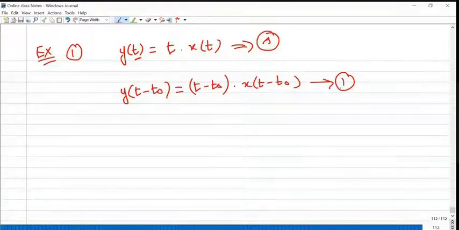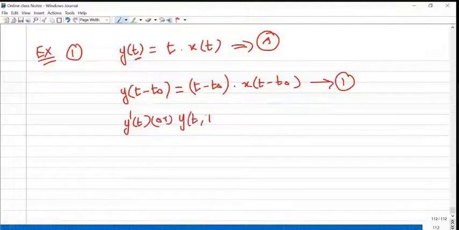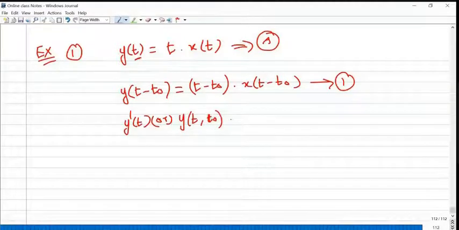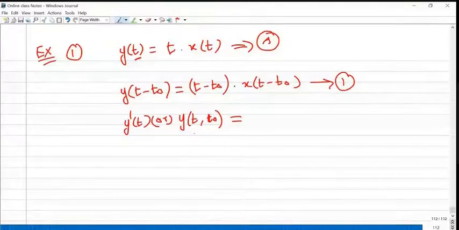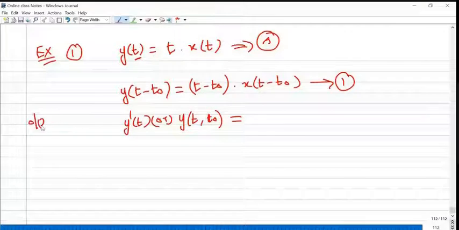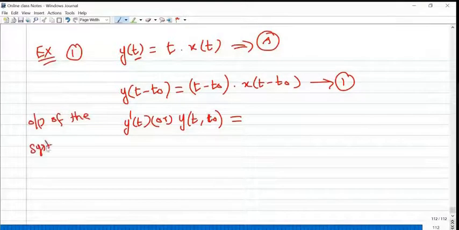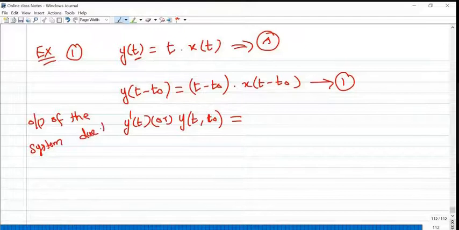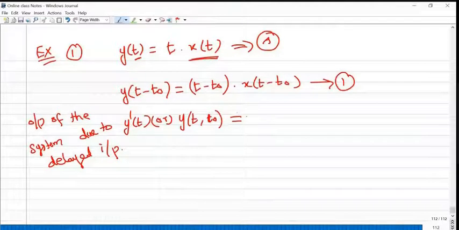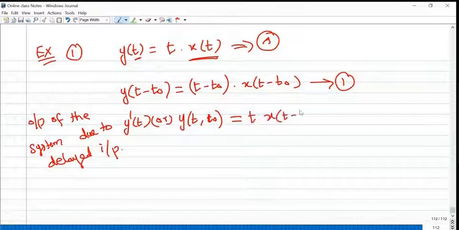What is the second one? Y dash of t, or y of t comma t naught. It means output of the system due to delayed input. Delayed input means wherever x of t is there, that x of t is replaced by x of t minus t naught.